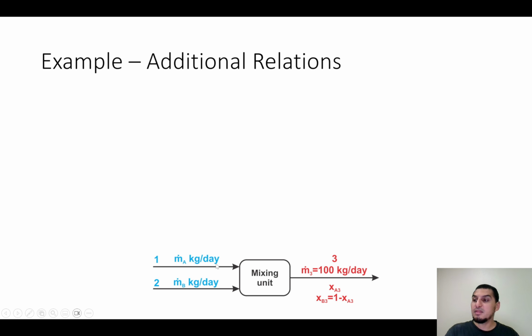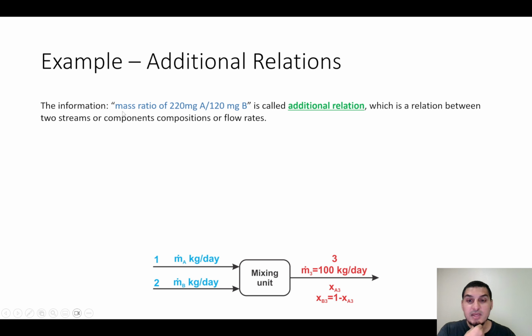However, there is one thing in the problem statement that is going to be very helpful, which is the mass ratio of A to B, 220 to 120. This information is a relation between two variables in the problem, and it is considered an extra equation that we can use, and we call it an additional relation. Without this information, we will not have the ability to solve the problem, because we don't have enough equations. So the additional relations are very important.